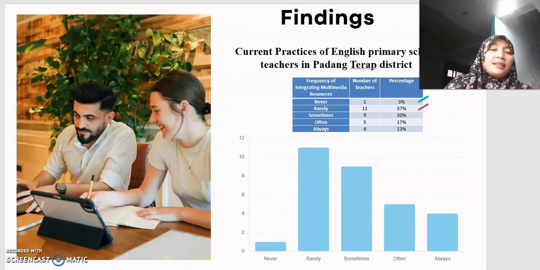Okay, let's look at the findings. The first finding is that I would like to investigate the current practices of English primary school teachers in Padang Terap district.